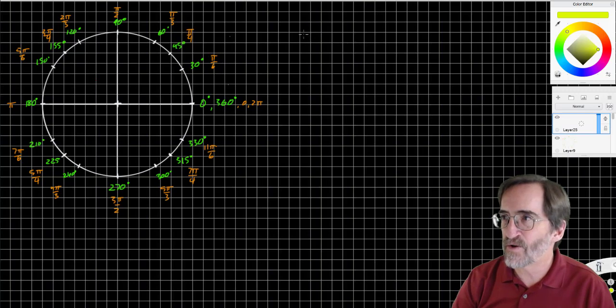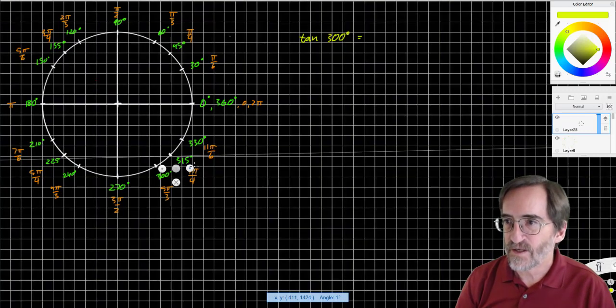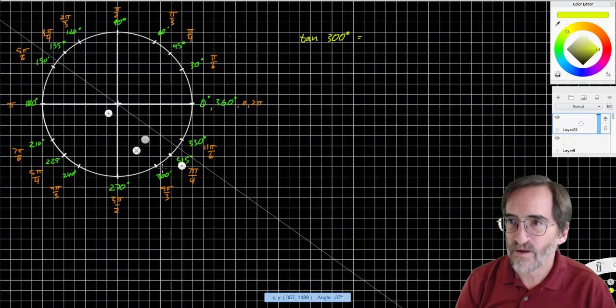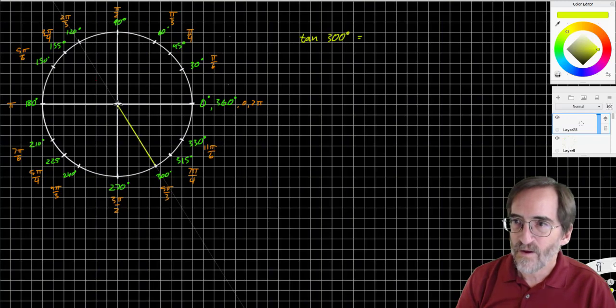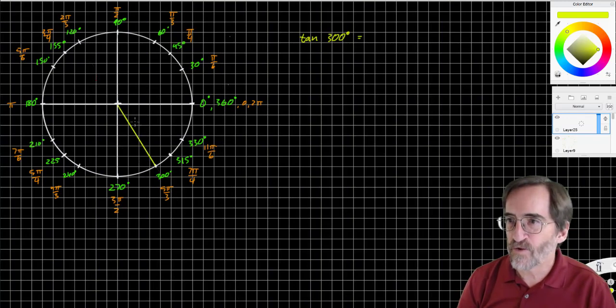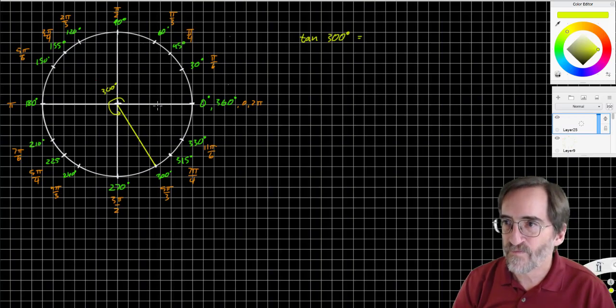And let's say we want to find the tangent of 300 degrees. Tangent of 300 degrees. 300 degrees is right here. Okay, right here. And it is coterminal with negative 60 degrees. But this is 300 degrees right here. Okay. Draw the reference triangle here.